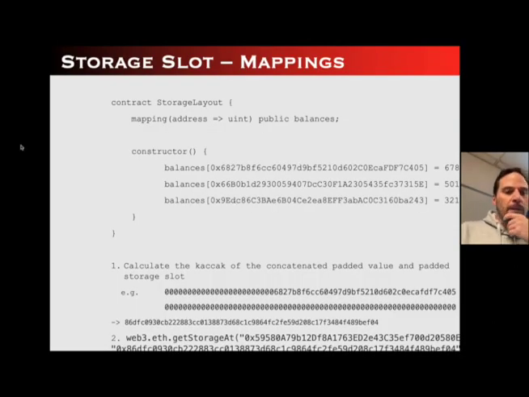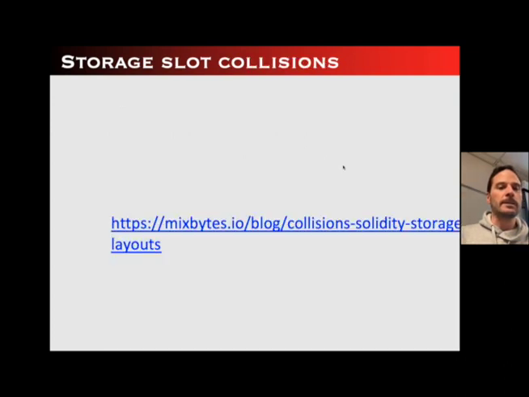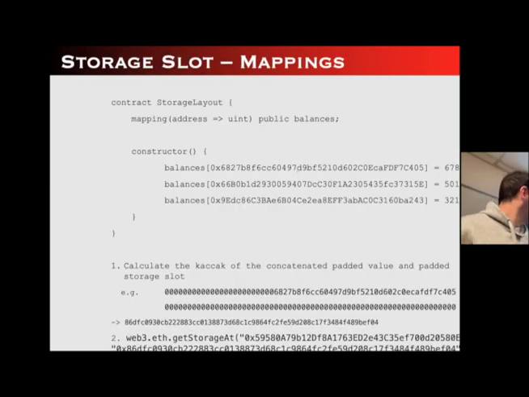So basically, here we have a simple storage layout contract with this mapping address to uint, very similar to how the ERC20 contract works. And then we just hard code a few values, right? So this address has so many tokens, this address, so many tokens, etc., right? Okay, so now in order to get that value, you calculate the keccak of the concatenated padded value and the padded storage slot. So the storage slot is 0.